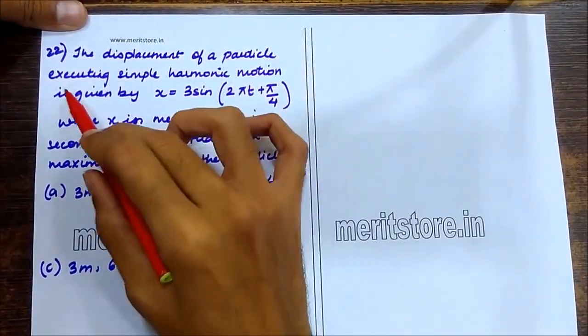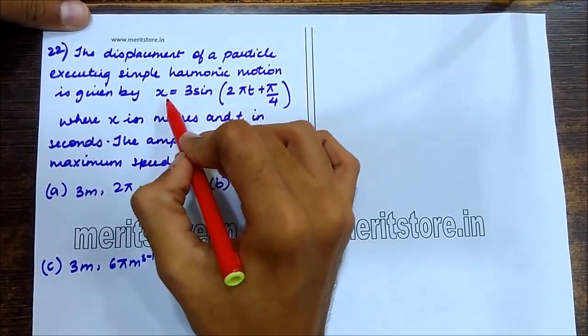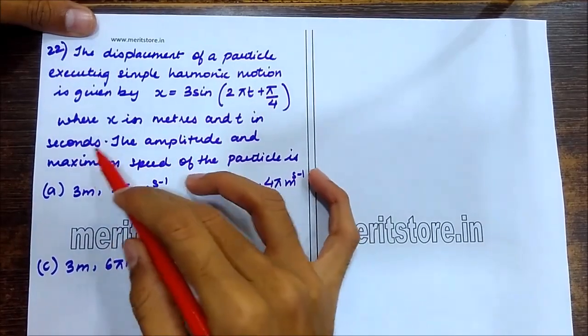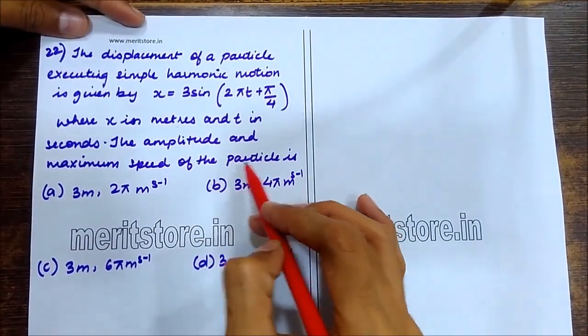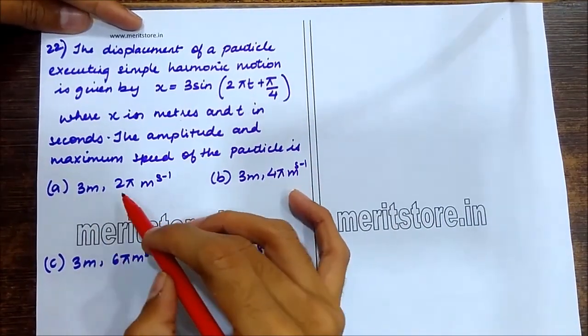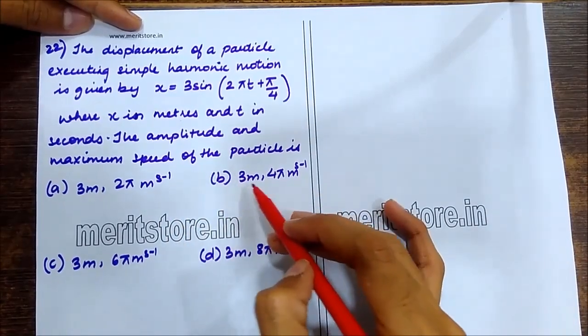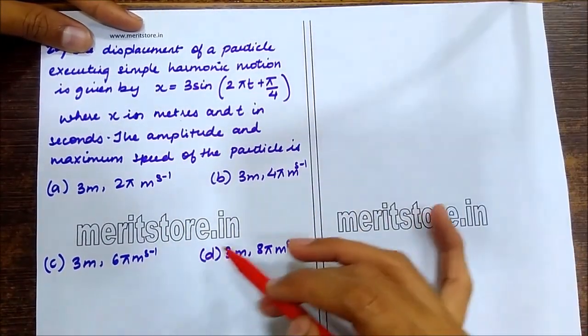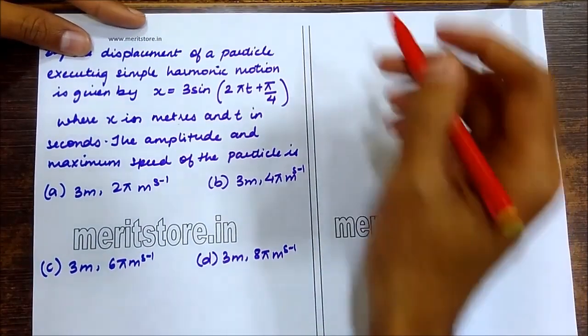The displacement of a particle executing simple harmonic motion is given by x equals 3 sin(2 pi t plus pi by 4), where x is in meters and t is in seconds. The amplitude and the maximum speed of the particle are: A, 3 meters, 2 pi meter per second; B, 3 meters, 4 pi meter per second; C, 3 meters, 6 pi meter per second; or D, 3 meters, 8 pi meter per second.